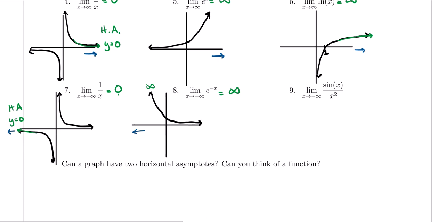Another way that I like to work on this one is playing a little bit fast and loose, but this is another way we can think about it. If we have the limit as x approaches negative infinity for e raised to the negative x, well, we can interpret it like this.